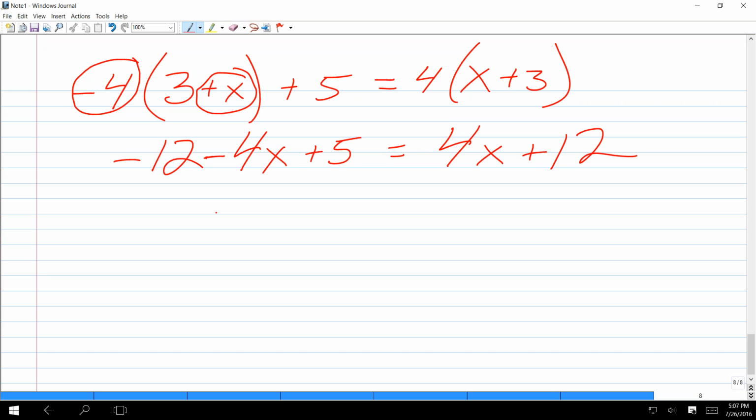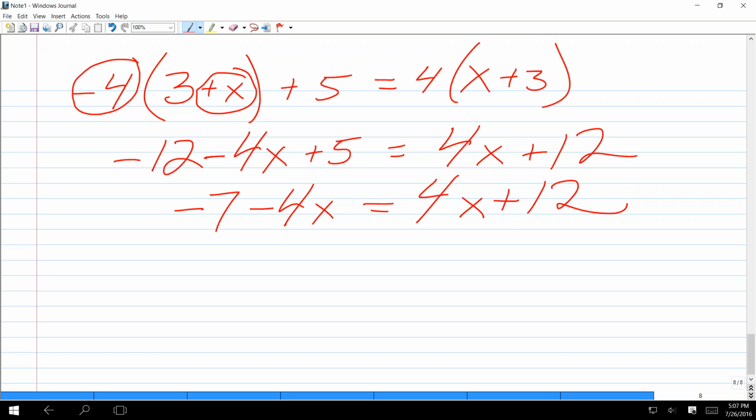Let's combine our numbers on the left. So it's going to be 7 plus negative 5, which is 7, and minus 4x. Next line. You're going to want to move the numbers to the left and the variables to the right.